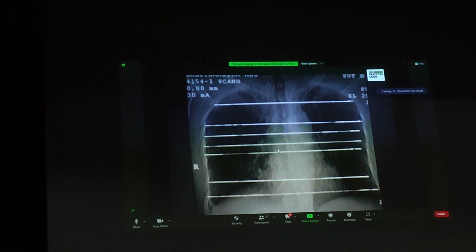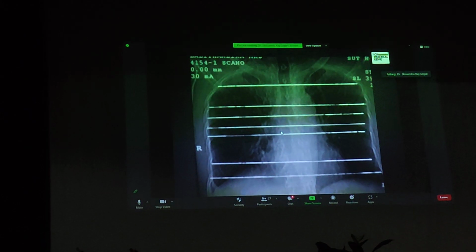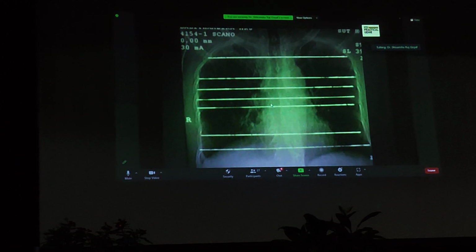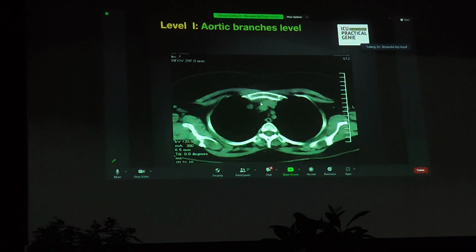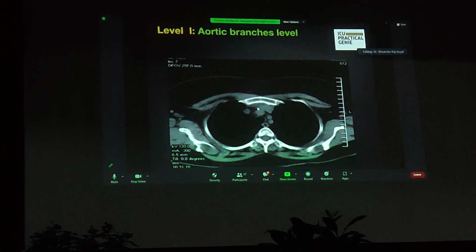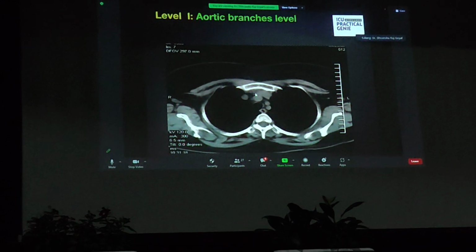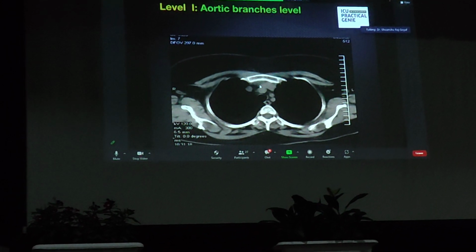So these are the levels where you scan a lung. Always this key has been given to you in every CT scan film. So first level, that is the aortic branch level. If you look at the CT scan at this level, you will see these structures. When you start identifying by the levels, you will never go wrong in any identification.